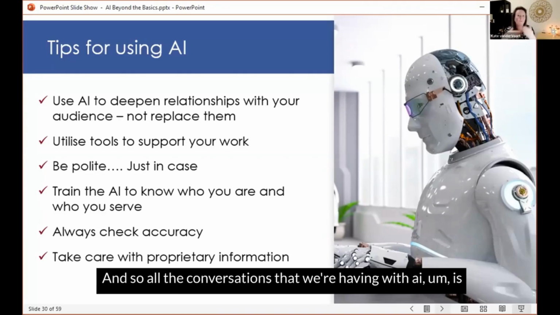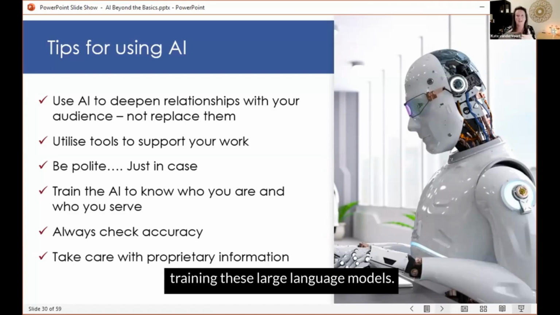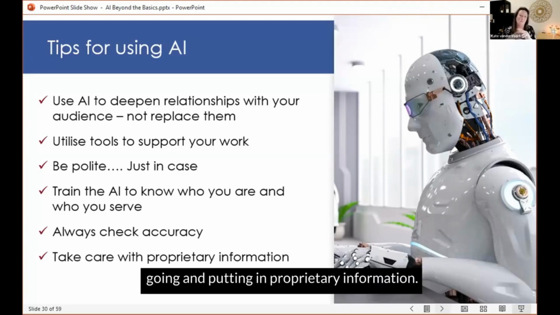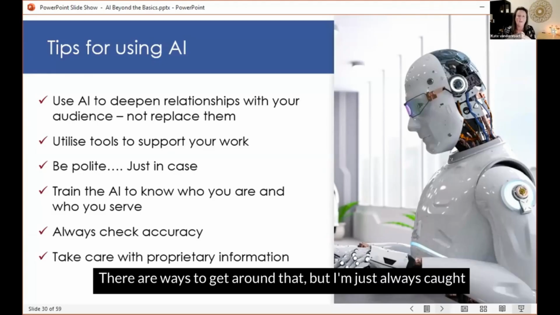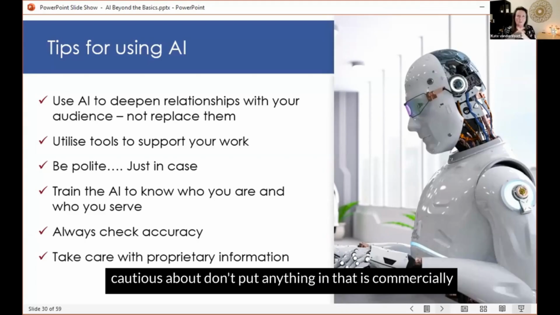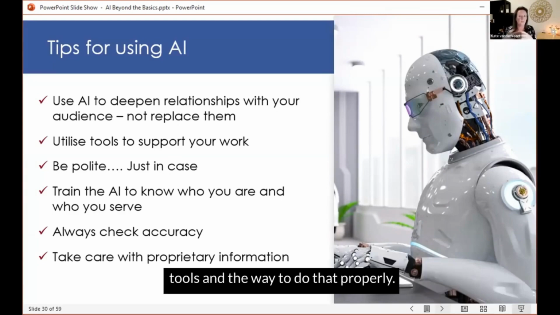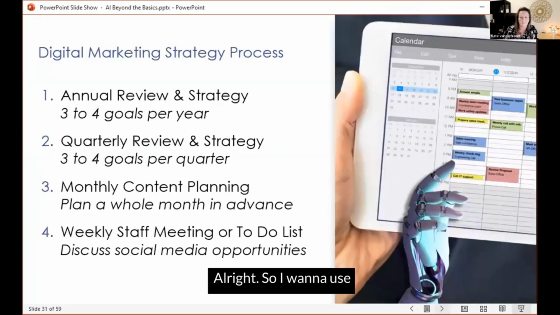And so all the conversations that we're having with AI is training these large language models. So you don't want to be putting in proprietary information. There are ways to get around that, but I'm always cautious: don't put anything in that is commercially sensitive until you're really clear about how you're using the tools and the way to do that properly.